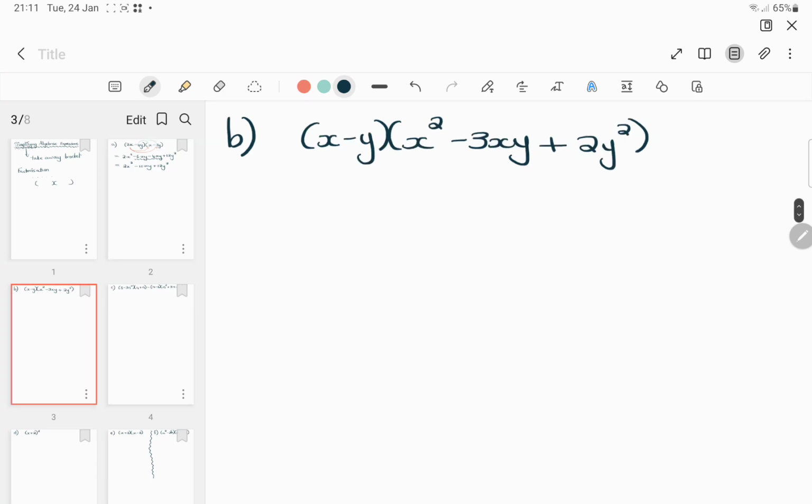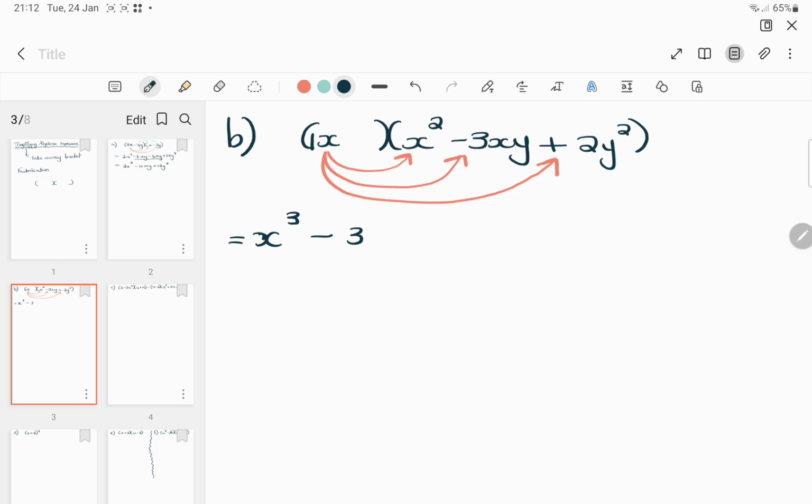Okay, now we're going to look at number B, where we have two terms multiplied by 3 terms. So again, if it helps you, you take out the minus y, and you're going to multiply that x with the x squared, then with the negative 3xy, and then with the positive 2y squared. So let's do that. x times x squared is x to the power of 3. A positive times a negative is a negative. 3, remember there's a 1 over there. 1 times 3 is 3. There's 2 x's and the y.